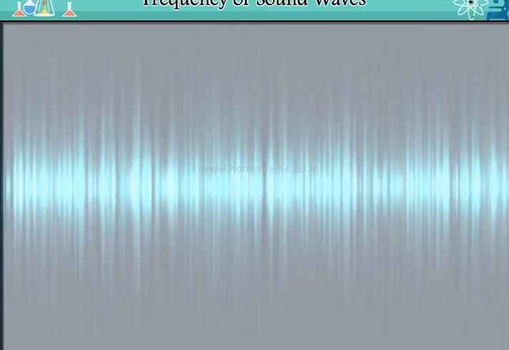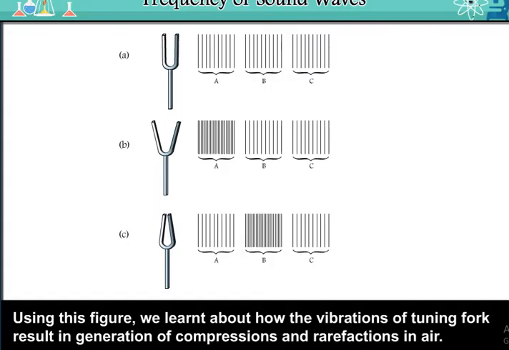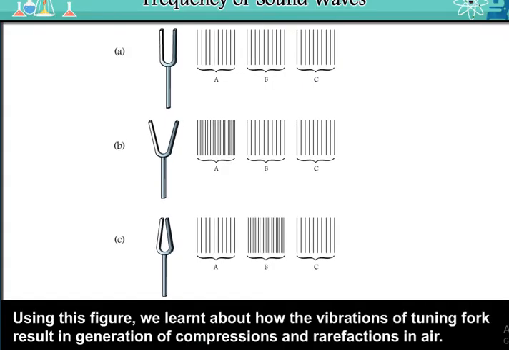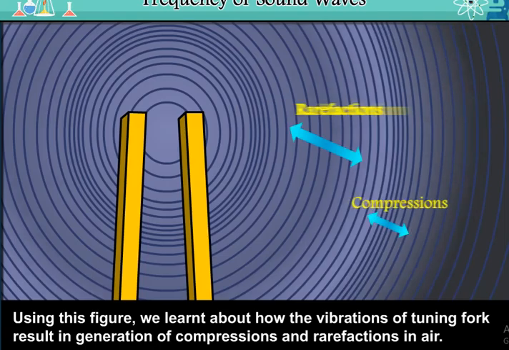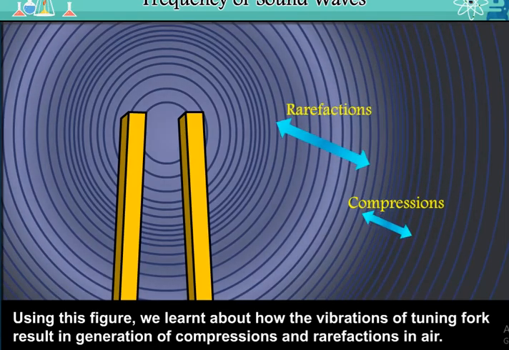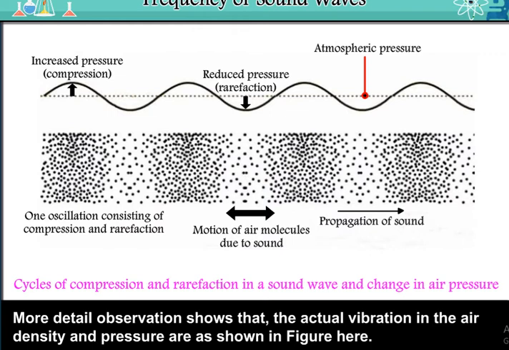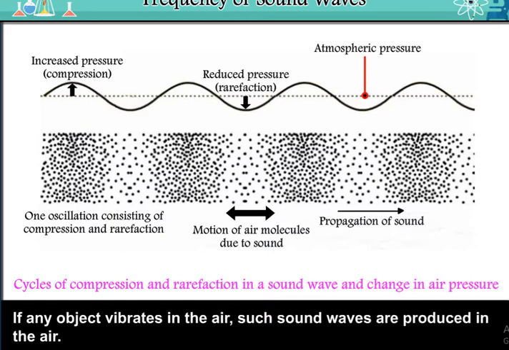Frequency of sound waves. Using this figure, we learnt about how the vibrations of a tuning fork result in generation of compressions and rarefactions in air. More detailed observation shows that the actual variations in the air density and pressure are as shown in the figure here. If any object vibrates in the air, such sound waves are produced in the air.